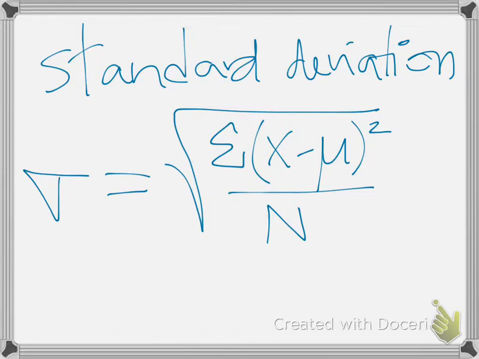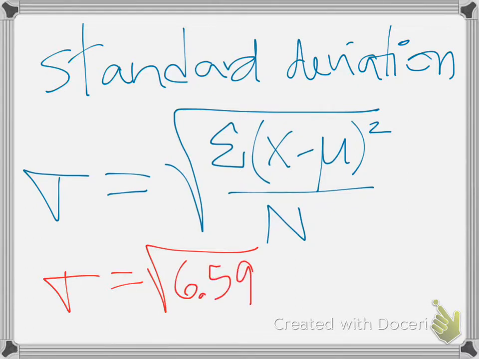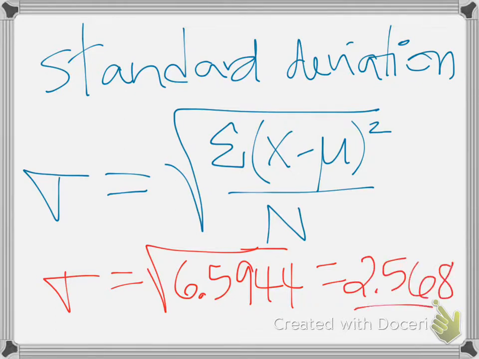So for this problem, plugging this in here, our standard deviation is simply equal to the square root of the variance that we found to be 6.5944. So the square root of that, if you plug that in your calculator, you would find it to be 2.568. And so that is the standard deviation in this very basic data set. 2.568 is the average distance that the returns are from that arithmetic mean.